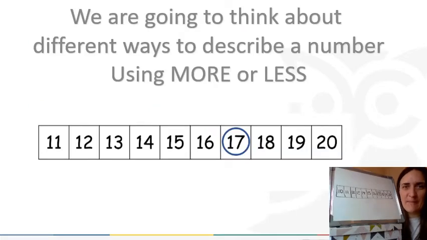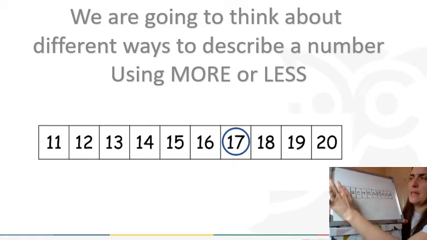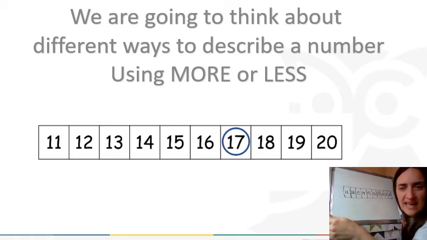Today, in our Marvellous Monday maths lesson, we are going to be thinking about 2 different ways to describe a number using more or less. The first number we're going to focus on is circled now. What number is it? It is 17. Excellent. Now, just to get our brains warmed up with our numbers again, we're just going to count all the way from 11 to 20. We're going to count up, forwards, and then we're going to count backwards again. Let's do it together.